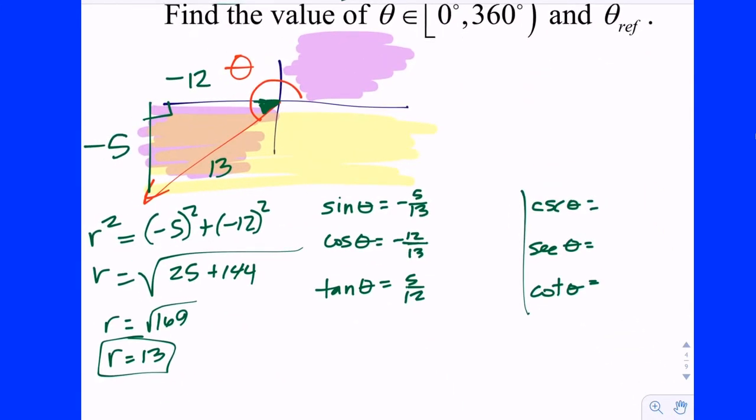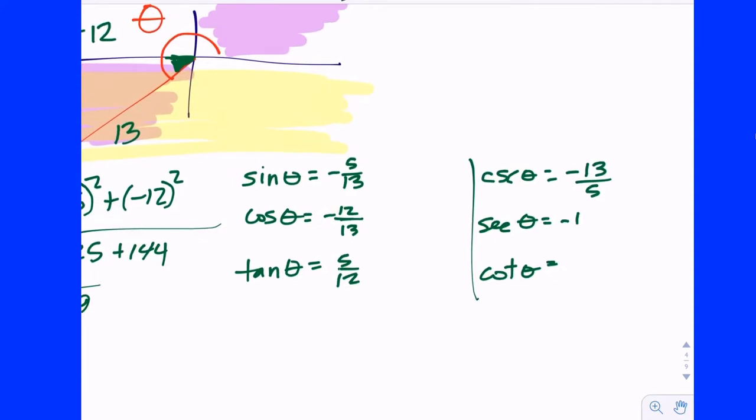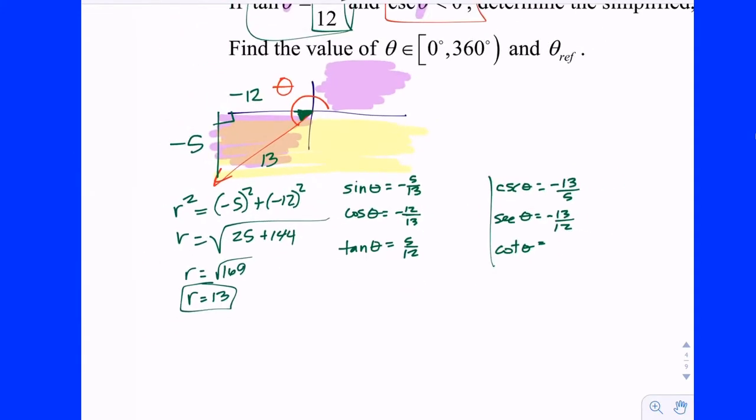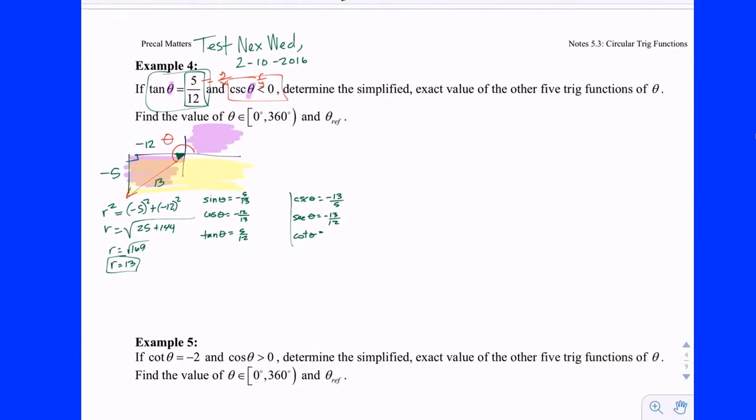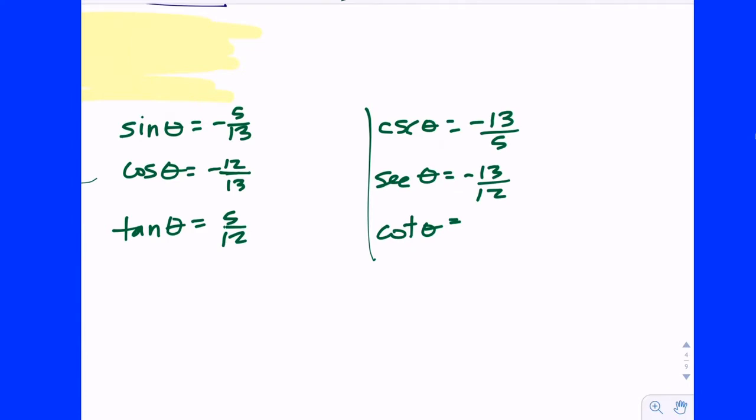Cosecant is r over y, so that's 13 over -5, or just -13/5. Doesn't matter if you put the negative in the top or bottom. You know why it's negative. It's not because of r. Secant is r over x, which is -13/12. And then finally, cotangent is x over y, which is -5 over -12, or, I got that backwards, -12 over -5 is +12/5. And now if you want, you can compare your column on the right to the column on the left and make sure they are, in fact, reciprocals.